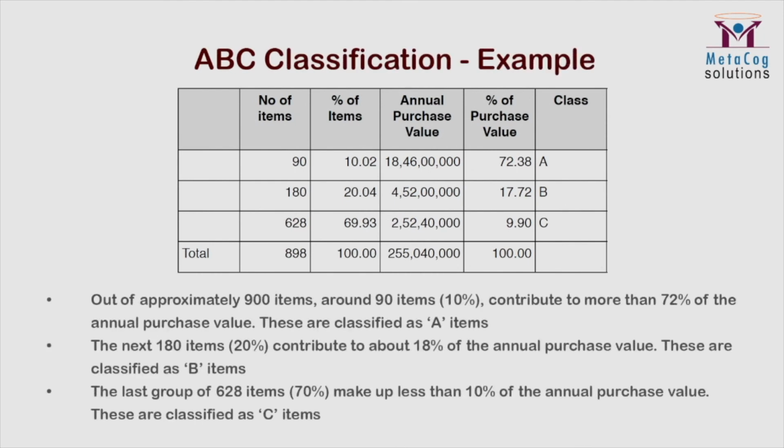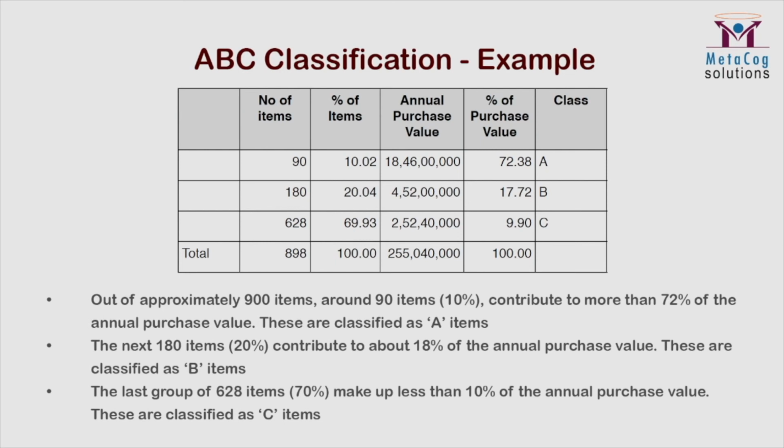ABC classification example. Let us look at an example of ABC classification. A small and medium enterprise buys materials worth Rs 26 crores every year. If we were to do an ABC analysis of the items purchased by the company, the table below shows how it would appear. The company has totally 898 items.